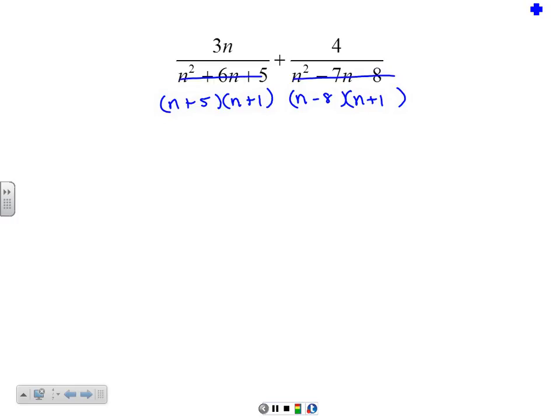Our common denominator is going to be what's in common already, which is that n plus 1. Remember, if it's in common, then it's going to be part of the common denominator. And then we need to write anything that's not in common, which is going to be that n plus 5 and the n minus 8.